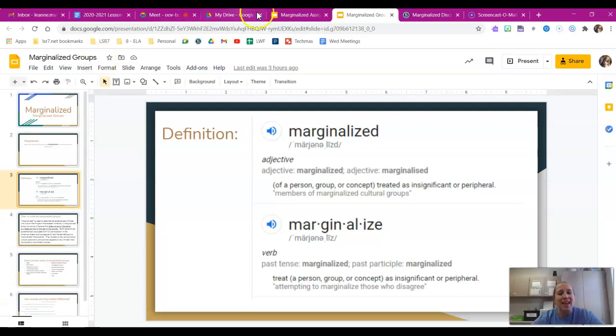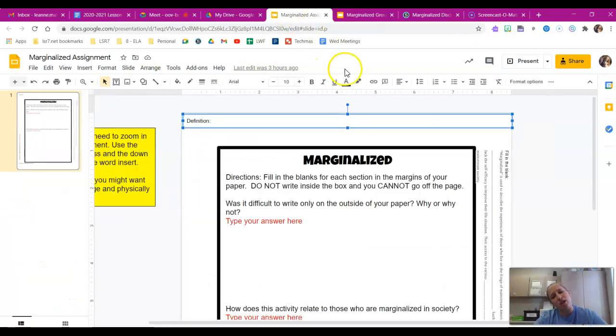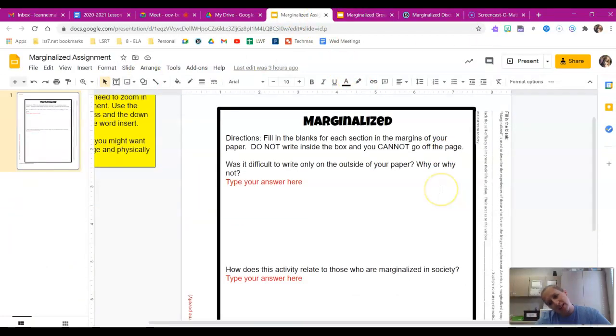You'll also notice that we just read about marginalized groups. Now that we understand that the word marginalized means to be treated as insignificant, we talked about how marginalized relates to a group of people. The group of people does not enjoy the same privileges as that of the rest of society. If you notice over here, you might have to turn your head to the side. This is why printing it might be better. Do you notice how it says fill in the blank? And it reads the same thing.